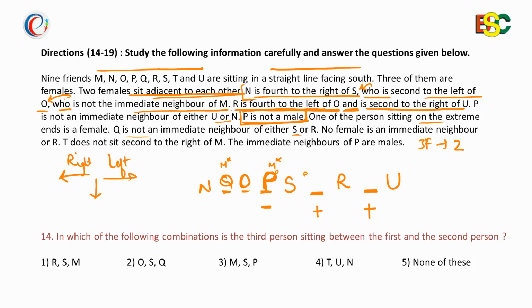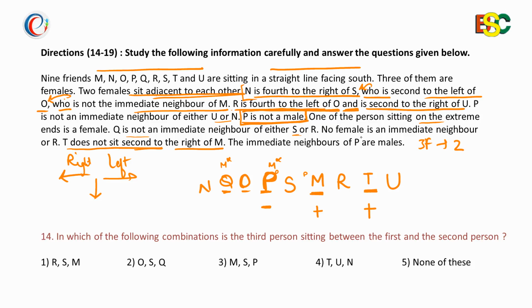Now further it says T does not sit second to the right of M. Now we are left with two vacant places, and we are left with two friends, M and T. It says T does not sit second to the right of M. So definitely M will sit here and T will sit here. So this finishes our diagram.